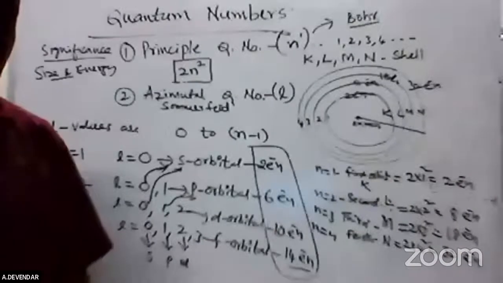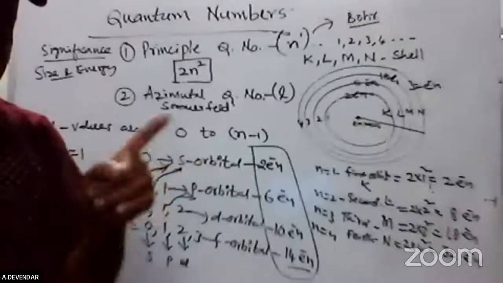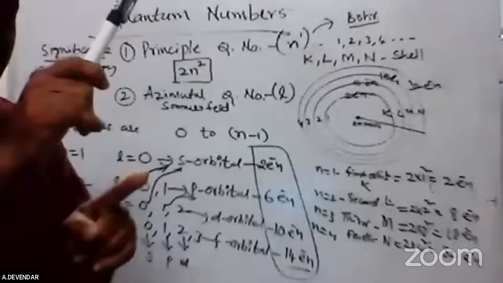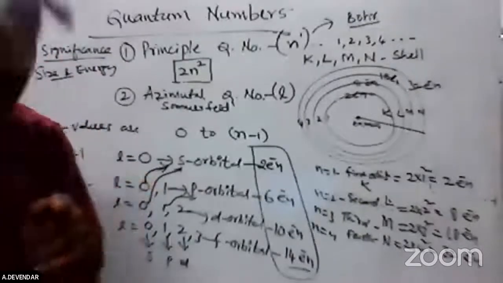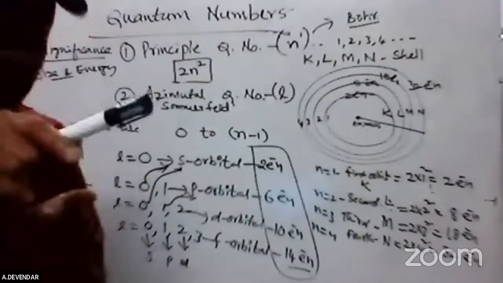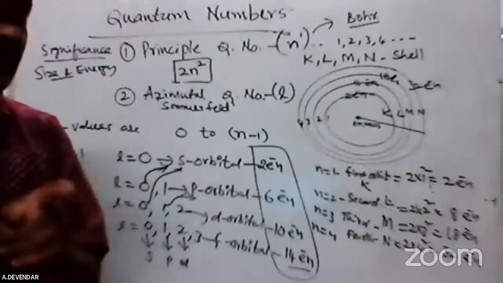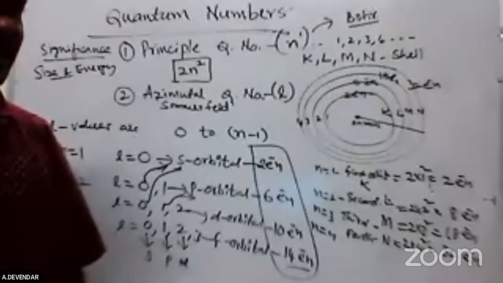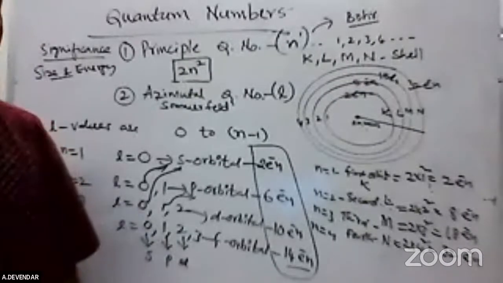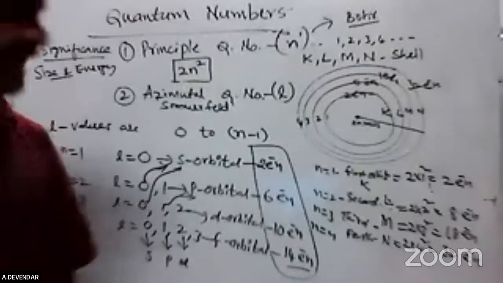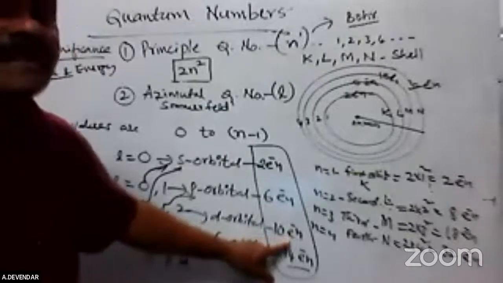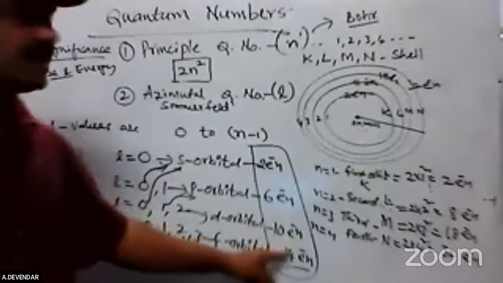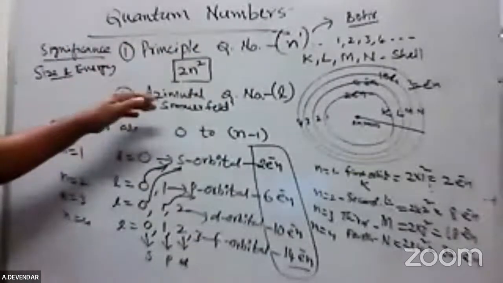1s2, 2s2, 2p6. You are writing 1s2; s2 means 2 electrons maximum. 2s2, the second orbit in the S room, they enter first. That means the maximum is 2 electrons. Then it will go to the P room, which can accommodate only 6 electrons. After 2p6, 3s2, 3p6, 4s2, 3d10. The D orbital can accommodate 10 electrons. Like that, the azimuthal quantum number is explained.